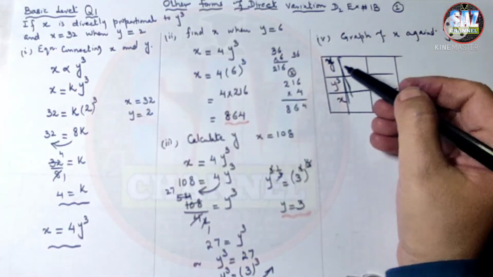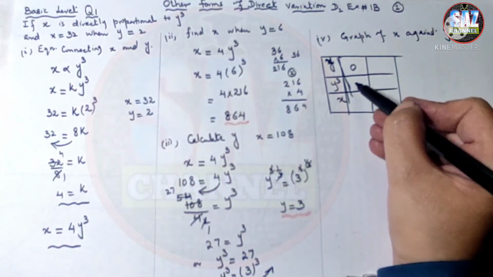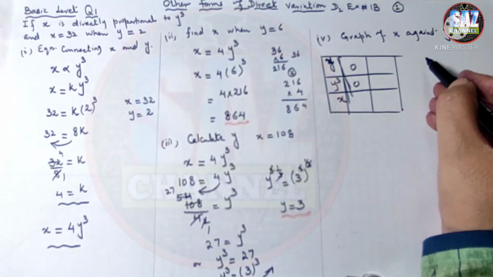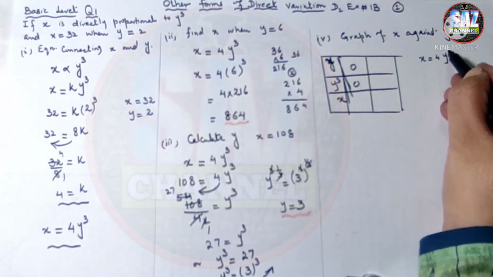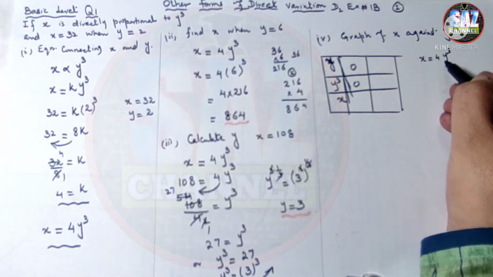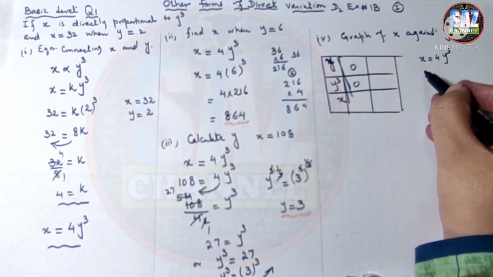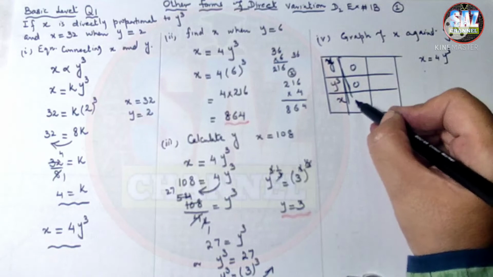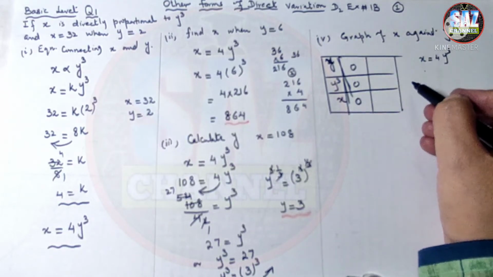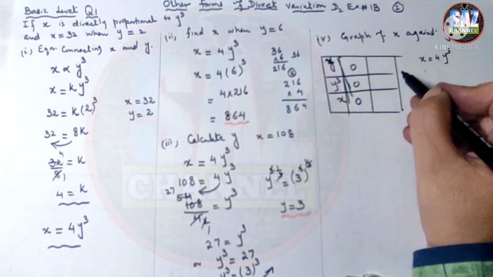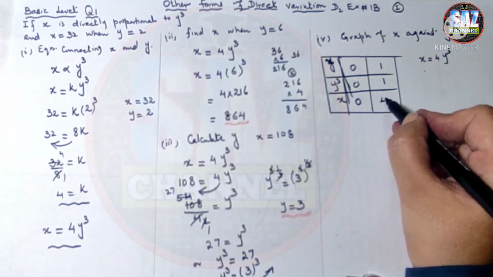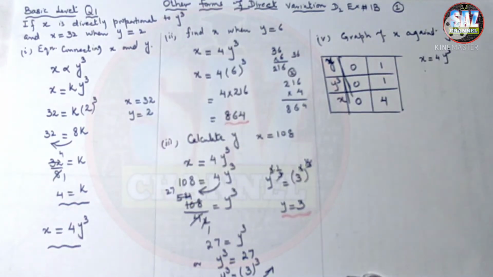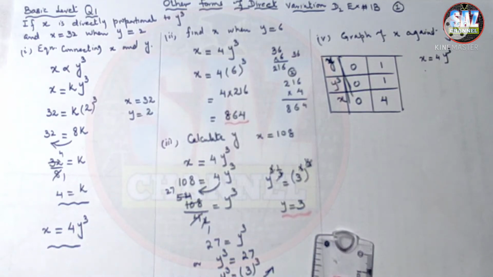Like when I take y value 0, y cube is 0, x equals 4y cube. When y is 0, y cube will be 0, and x multiplied by that will become 0. When I take y value 1, y cube will be 1 and x will be 4. I hope you are clear about this. And now we have to draw the graph for this.